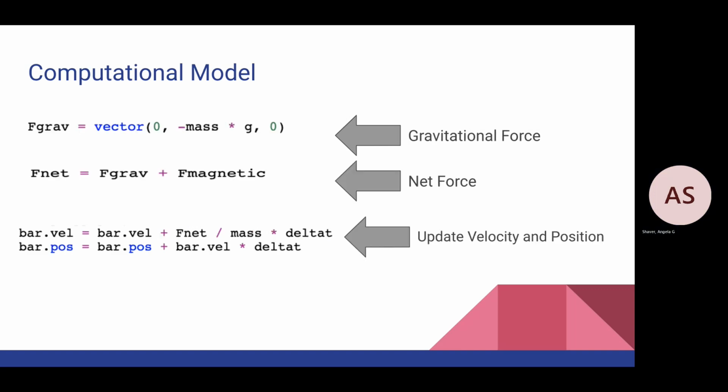At the top part of this screen, you can see the code that was used to calculate the gravitational force. In the middle, you can see the code that was used to find the net force, which is just the gravitational force plus the magnetic force. And then at the bottom, you can see the script of code that was used to update the velocity and the position of the bar magnet as it fell.